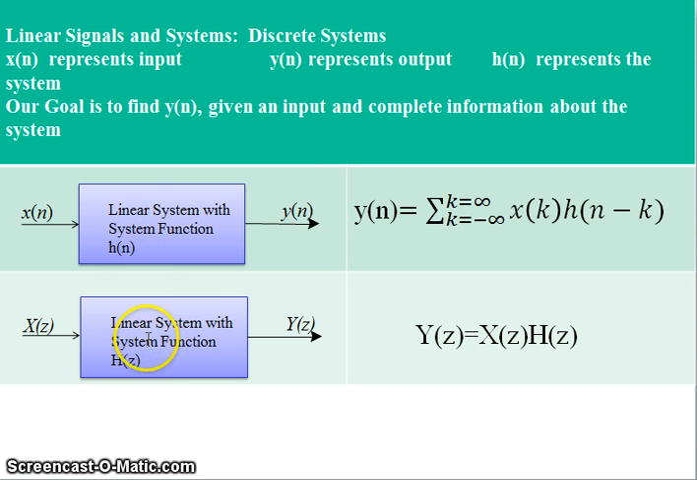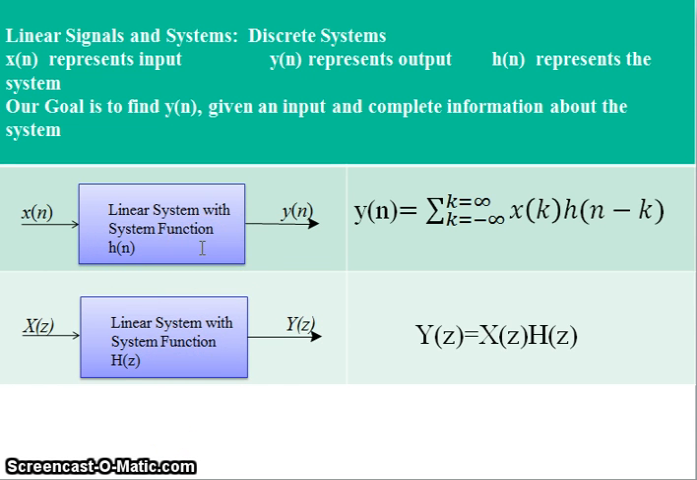The second representation here is what we call the Z domain. This is a frequency domain for discrete signals and systems. Capital X of Z, again, as we described in the previous video, is the Z transform of x of n. Y of Z is the Z transform of y of n, and capital H of Z is the Z transform of h of n. And similarly, we're going to be looking at two things.